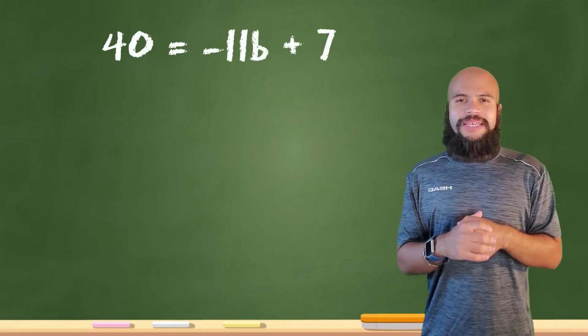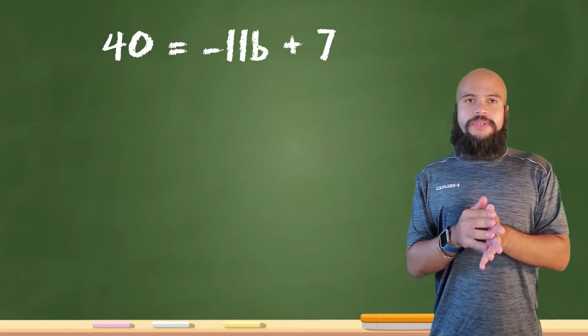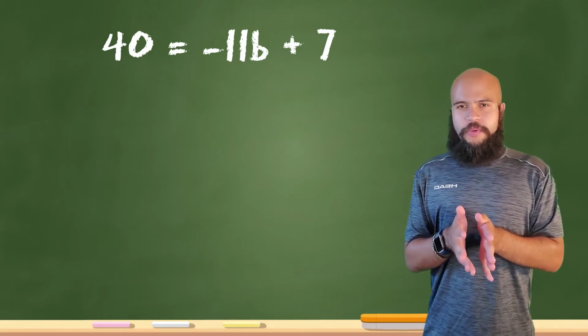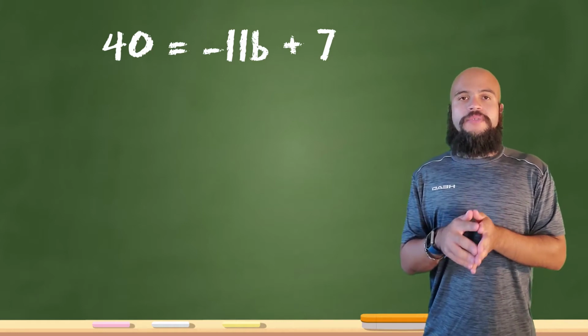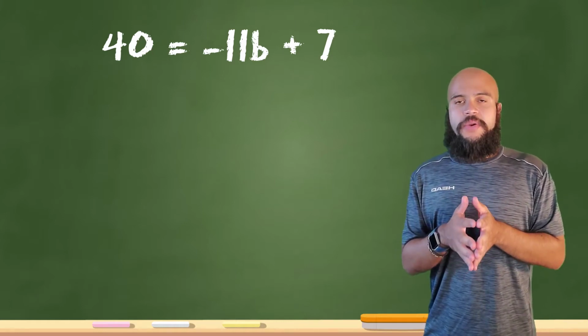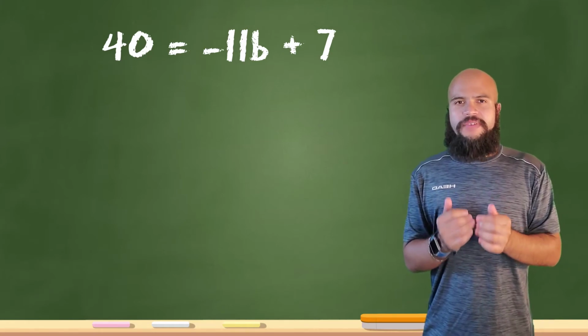Here we have 40 equals negative 11b plus 7. Don't let the fact that the variable is on the right side of this equation trip you up at all. Your goal is still to isolate the variable, regardless of whether it's on the right or left side of the equation. For this one, I want to focus on getting rid of the 7 first.